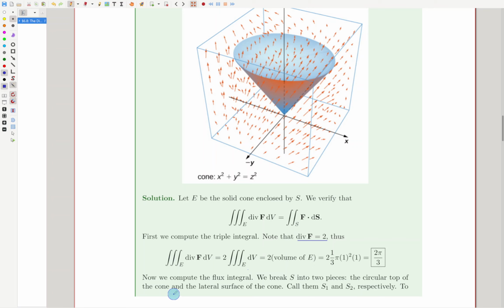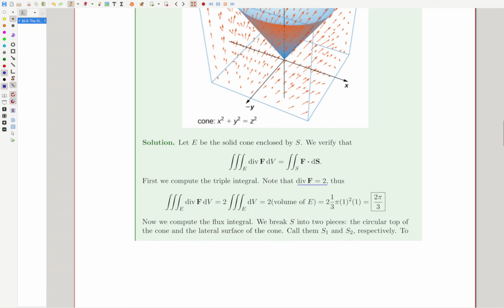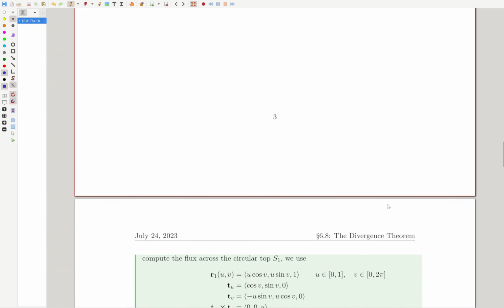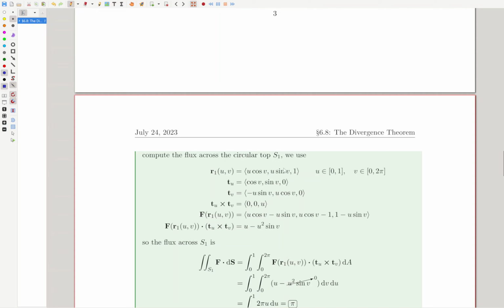So I'm saying here that S1 is going to be labeled for the top, and S2 is going to be for this lateral surface. Okay, we need to compute both of them and add them together. So starting with computing the flux across S1, well, we need to parameterize S1. So that's a disk, right? It's a disk sitting on the plane z equals 1.